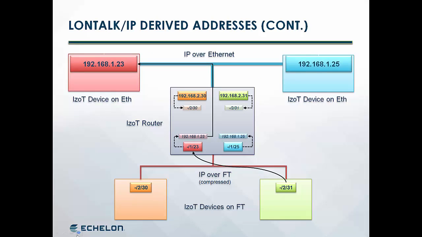Here we show this more graphically. Here we have a network with a couple of devices on an Ethernet channel and a couple of devices on an FT channel. The device down here wishes to send data to the device on the Ethernet channel at the address of 192.168.1.23. However, all it does is send to the device at subnet 1, node 23, and the IzoT router inflates this address to become a LonTalk IP address as required and forwards it onto the Ethernet channel.